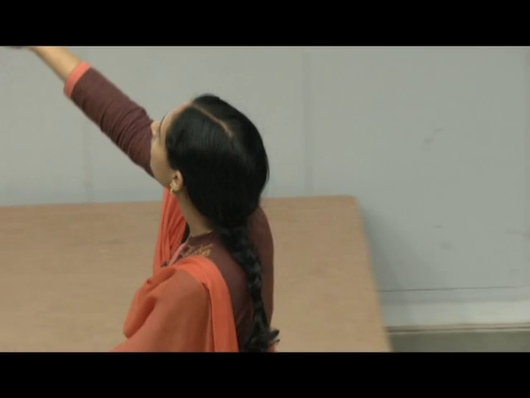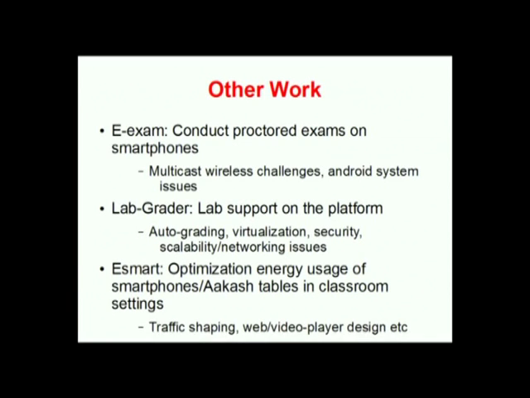So when you do that, how do you auto-grade? There are virtualization challenges, scalability. Many people are using it, some networking issues, using a low bandwidth link. So what do you do about it? That's another project I'm also looking into.